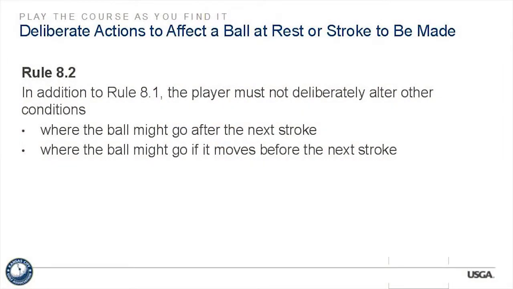Where the ball might go if it moves before the next stroke. Okay, what's an example of that? Your ball, maybe being on a slope, and you're worried about it moving. Okay, if it moves on its own, what do we do? If it moves on its own, we play it where it ends up, right?